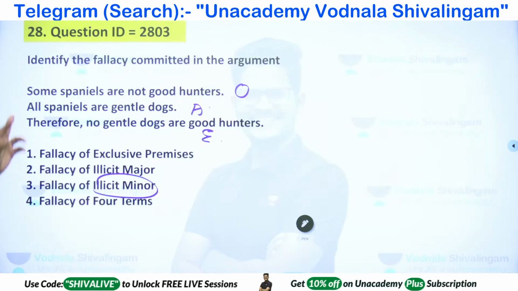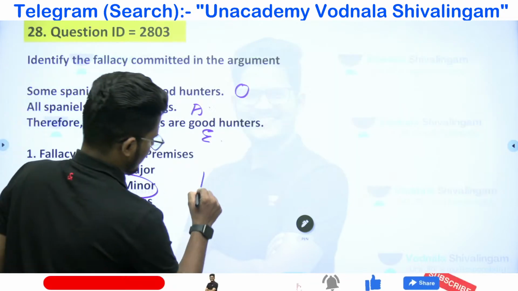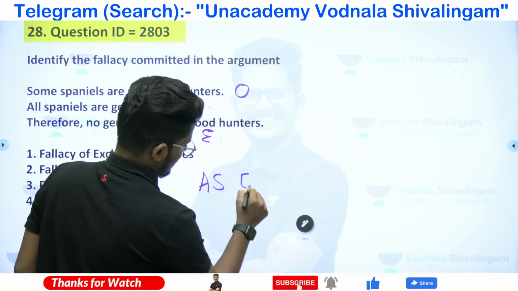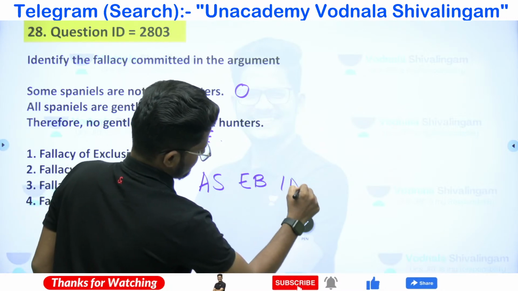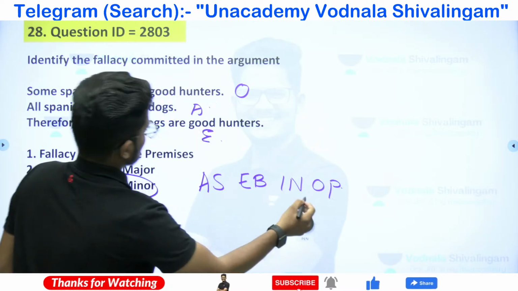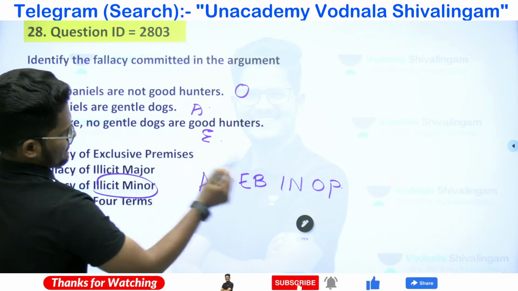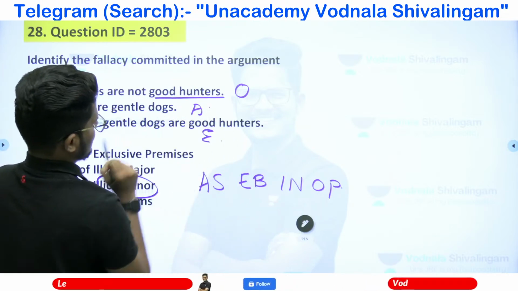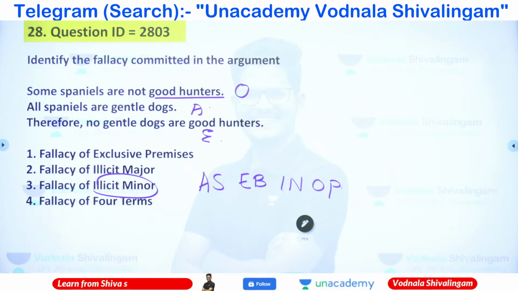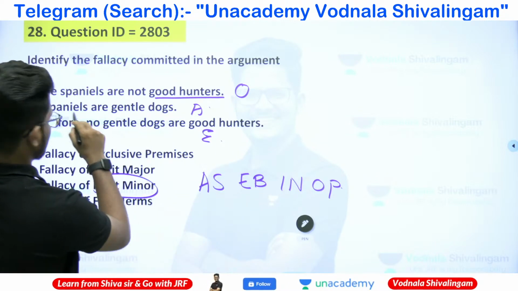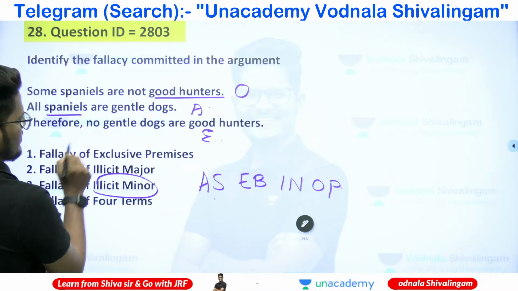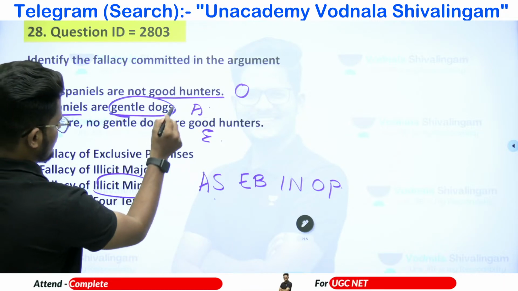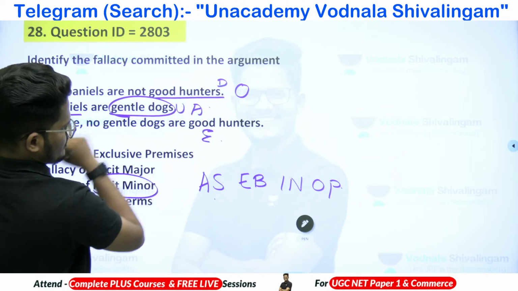Here, some spaniels are not good hunters. We know very well, AS, EB, IN, OP. So for O, the predicate will be distributed. This good hunter is a predicate which has to be distributed. And here, which is all, the subject will be distributed, whereas gentle dogs is undistributed. This is undistributed, this is distributed.